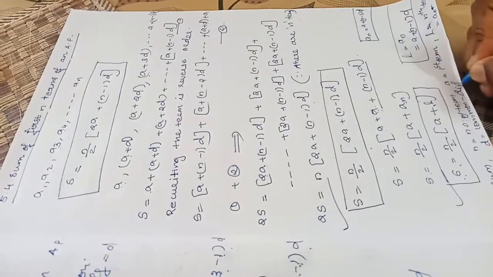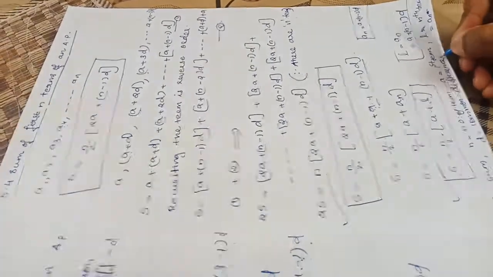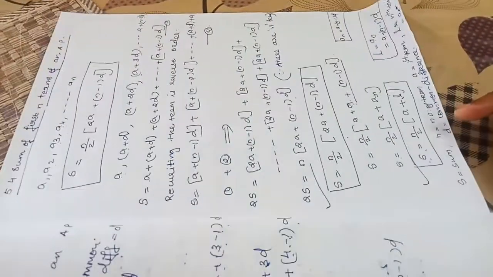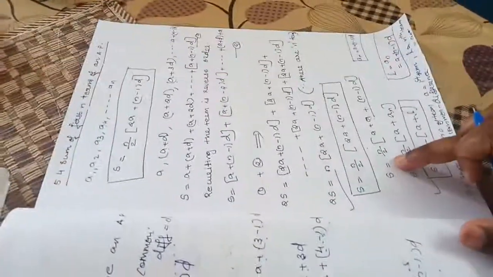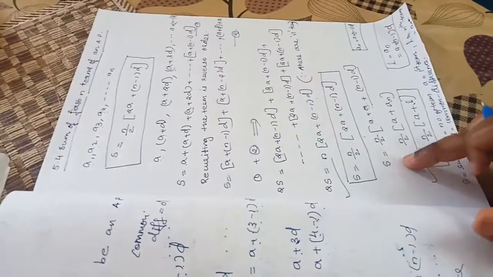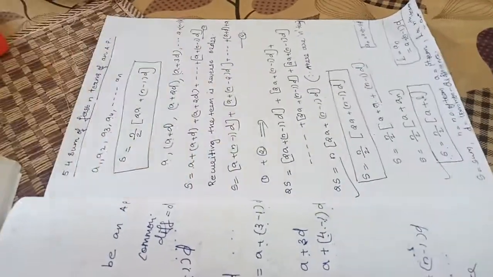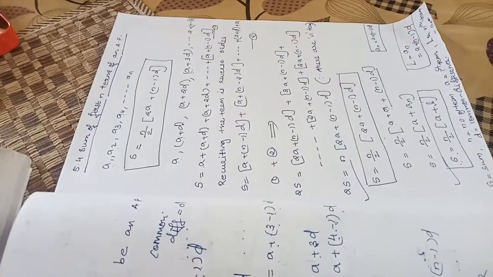So you have to learn the proof of this s and the proof of this an. Okay, this is the nth term of an AP. This is the sum of all the terms of an AP. You have to learn these two proofs. This is very important, okay, as per your new syllabus.